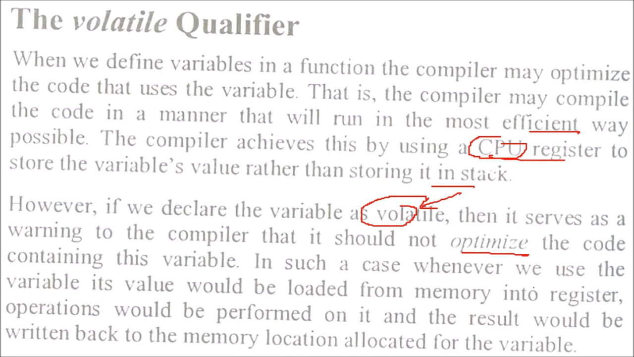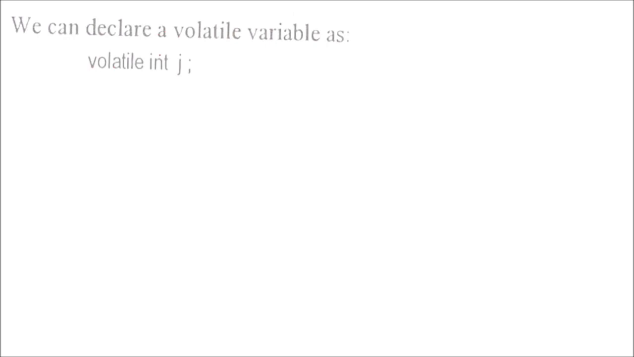So in this case, whenever we use the variable, its value would be loaded from the memory into the register, operations would be performed on it in the register, and the result would be written back to the memory location allocated to the variable. So there is no optimization being done. So if we declare a volatile variable, we have to put volatile before it.